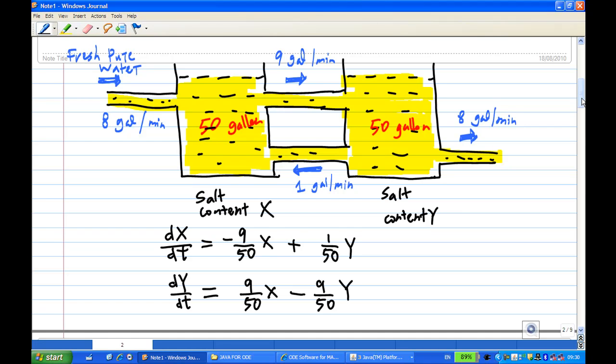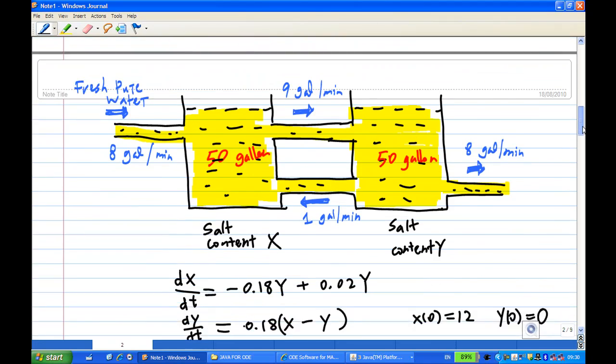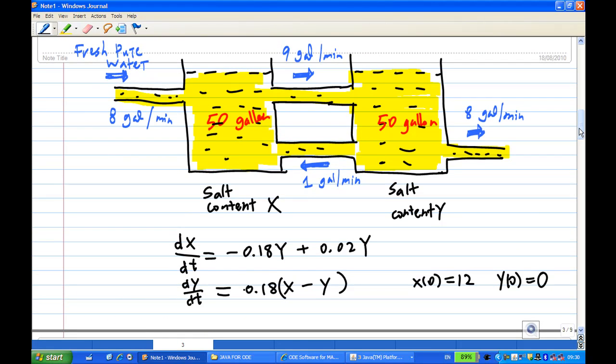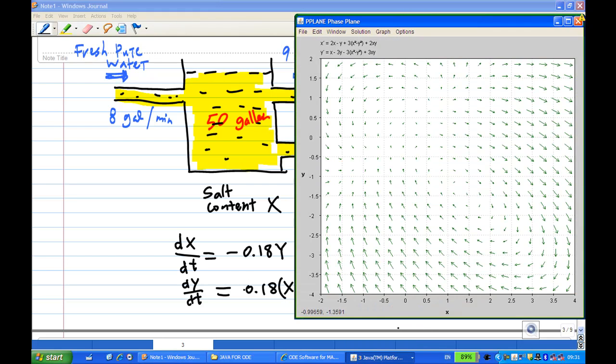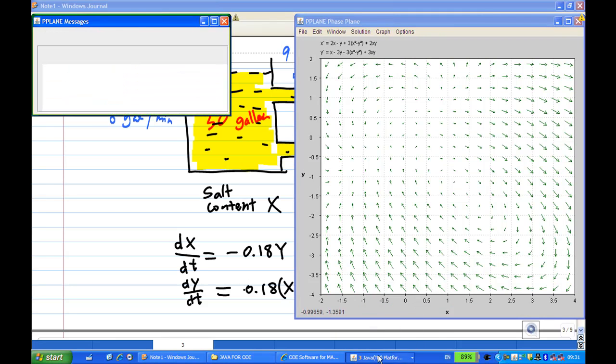Therefore, let's look at the equation again. I convert them into decimals. I'm going to use PPLANE to solve it now. So I call up the Java version of PPLANE. Okay, so this is the Java version of PPLANE, and I'm going to enter the equation.